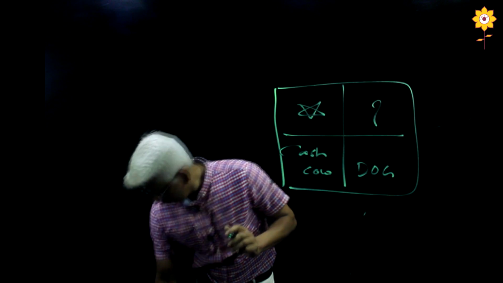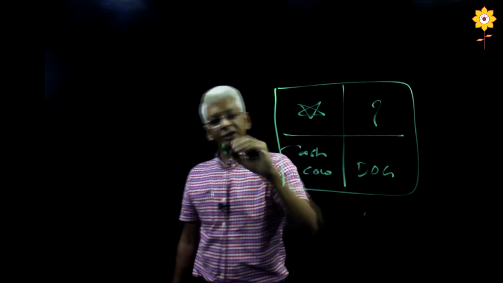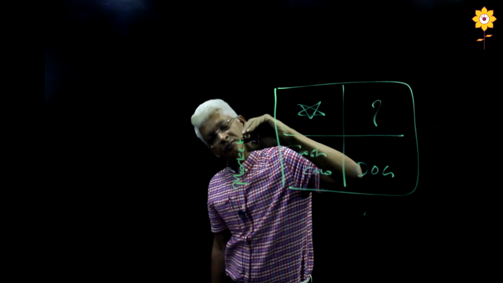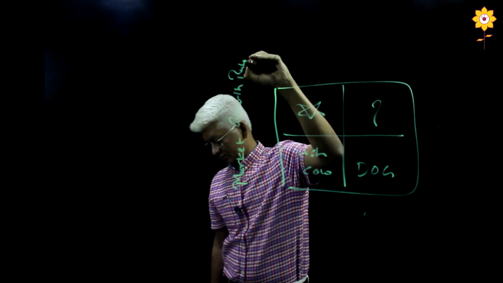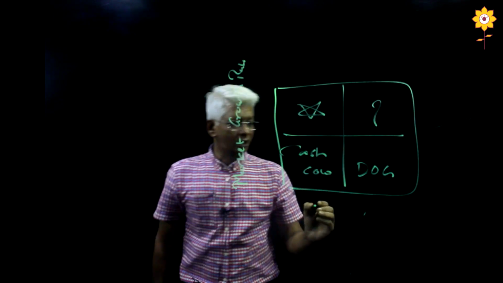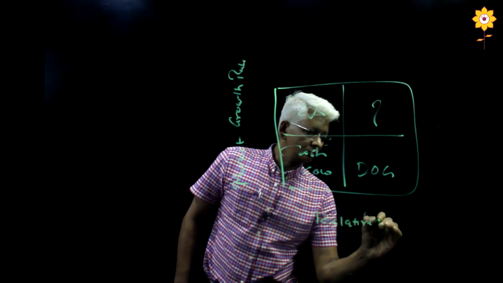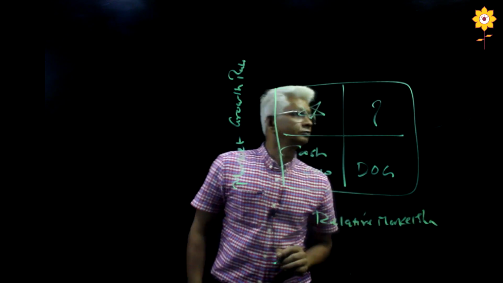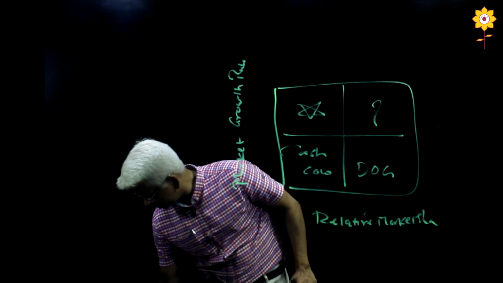categories. There are 2 major aspects to it. Vertically, you have market growth rate, and horizontally, relative market share. There are only 4 categories: first is question mark, star, cash cow, and dog.